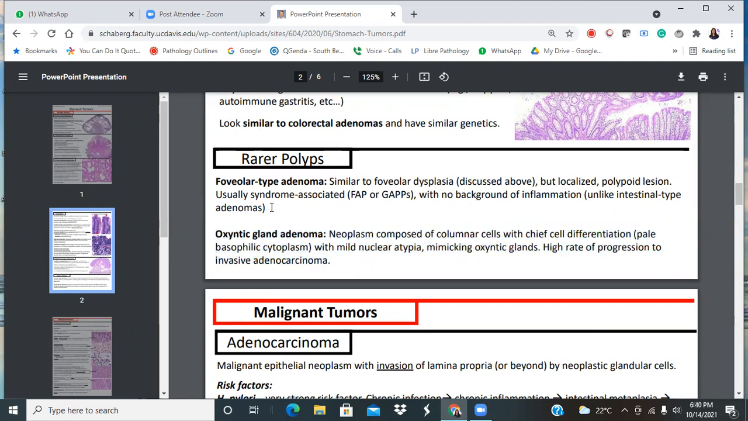Have you seen it? I haven't. I had a foveolar type adenoma. Actually, my colleague, not myself, had a foveolar type adenoma arising in a gastric heterotopia of the duodenum. That was really challenging. It went all around for confirmation. Nonetheless, it's not cancer, but the patient needs to be followed up very closely. But no, I haven't had an oxyntic gland adenoma yet. Waiting.